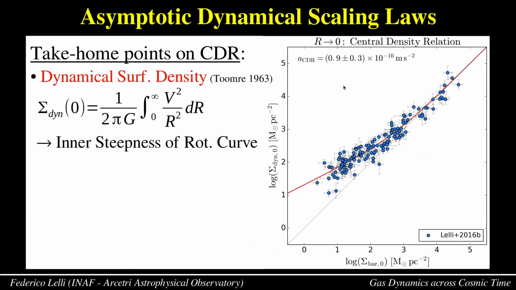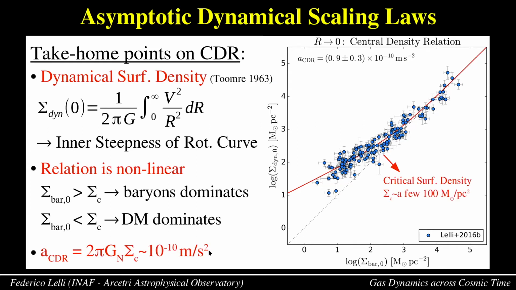The other relation is less well known. It's called the central density relation. Now on the y-axis, we have the dynamical surface density, which can be computed from the rotation curve using a formula from Tremaine 1963. Essentially, this is driven by the inner steepness of the rotation curve. So it's complementary to the baryonic Tully-Fisher relation because we are using a different portion of the rotation curve. And on the other axis, we have the baryonic surface density measured within one resolution element.